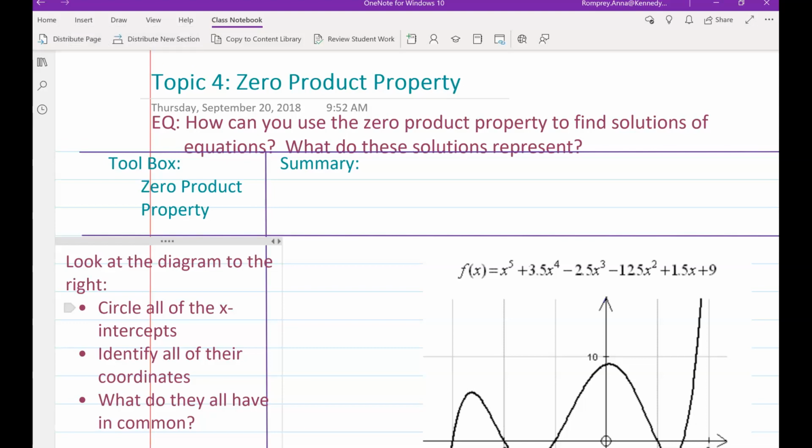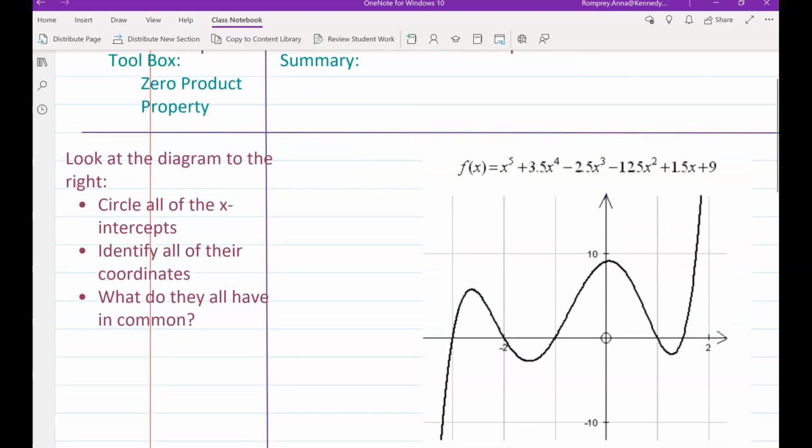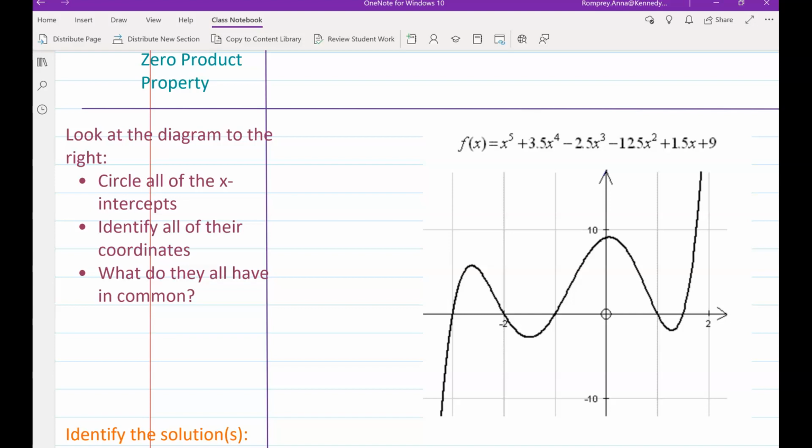Hey guys, welcome back. All right, so today we are going to look at the zero product property, and we're going to figure out how it helps us to find solutions of equations and what these solutions mean.